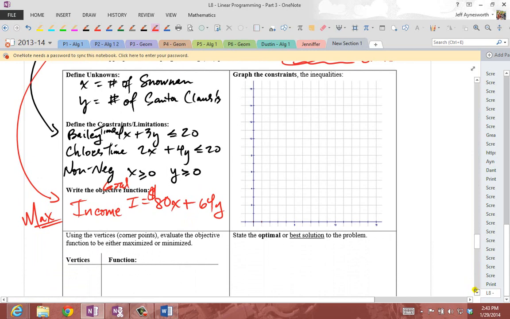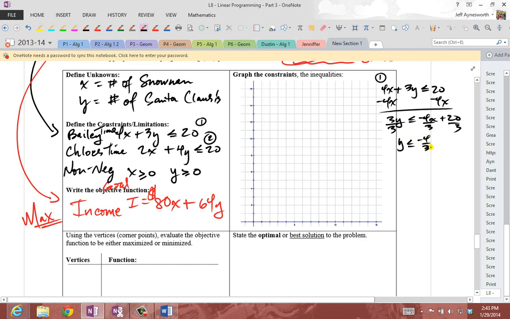Okay, so what we need to do now is graph the system of constraints. All right, we got to solve for y. So I'm going to do that here. I'm going to call this inequality 1 and this one 2, like I always do. I get 4x plus 3y is less than or equal to 20. I'm going to subtract 4x. I get 3y is less than or equal to negative 4x plus 20. Divide by 3. I get y is less than or equal to negative 4/3 x plus 6 2/3. All right, 20 divided by 3 is 6 2/3. Here's your slope. Here's your y-intercept.